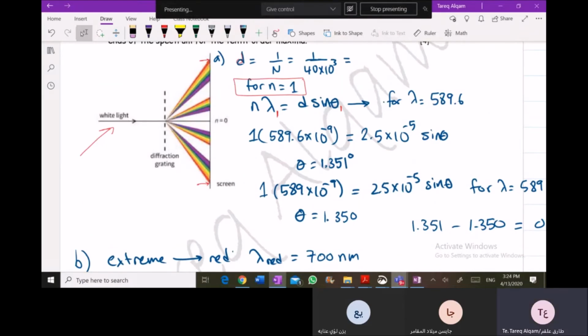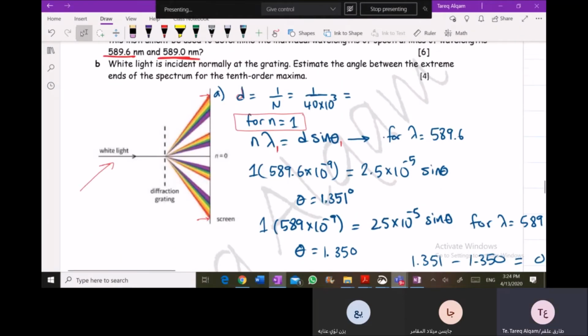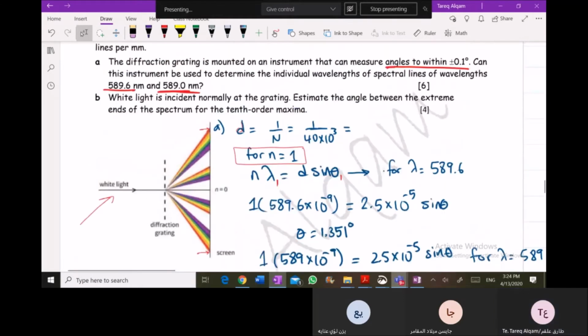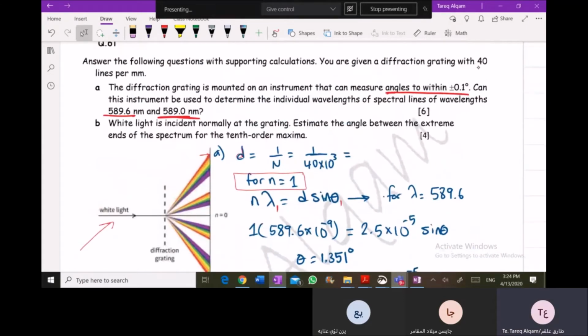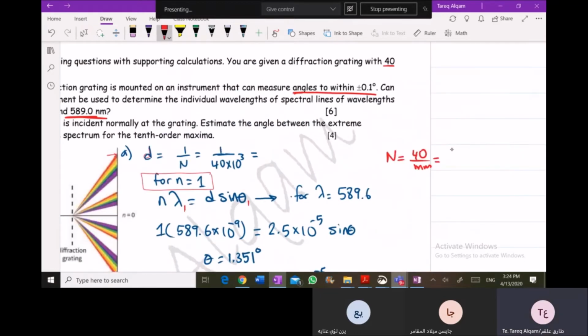Okay, now first of all, I have to find d, where d equals 1 over N. N is given as 40 per millimeter, so N equals 40 per millimeter, which can be written as 40 divided by 10 to the power minus 3 meters. Then it becomes 40 times 10 to the power 3 per meter. Substitute here and you will get d. I think d will be 2.5 times 10 to the power minus 5 meters.